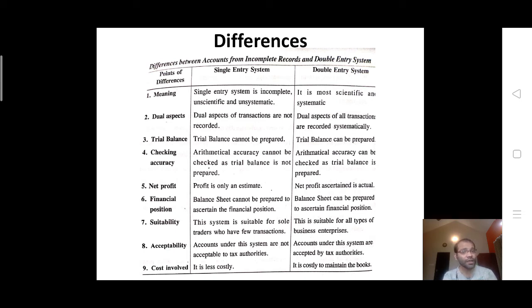And the last one, cost. Even though the single entry system is very cheap and economical, it's not that reliable. But the double entry system is reliable, and the more reliable the double entry system, the more costly it is. Why? Because maintenance of books of accounts is very huge.